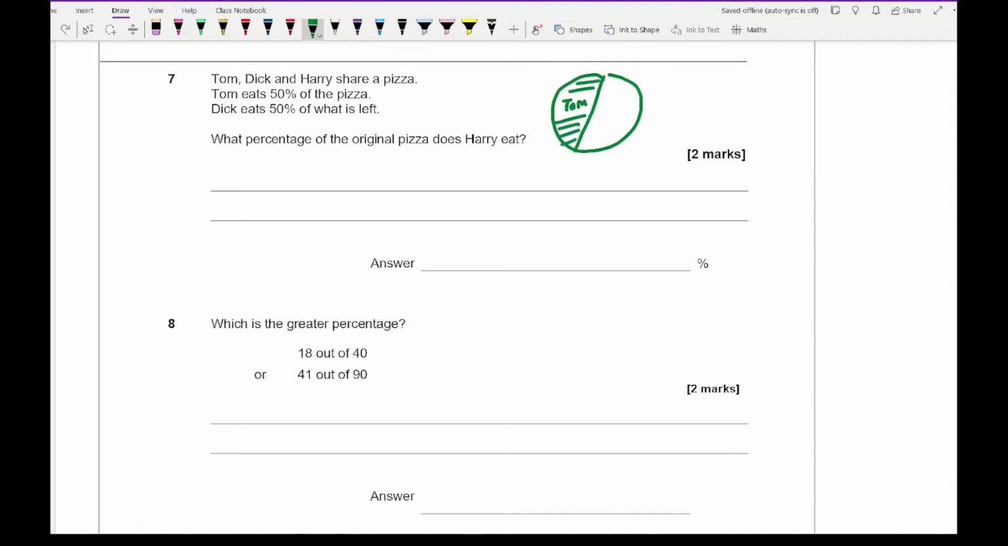So of the amount of pizza that's left, Dick eats half of that. So that's Dick's amount. So how much of the original circle is left? Well, that's going to be 25%. And again, remember, we need to give our answer as a percentage, not as a decimal, not as a fraction.